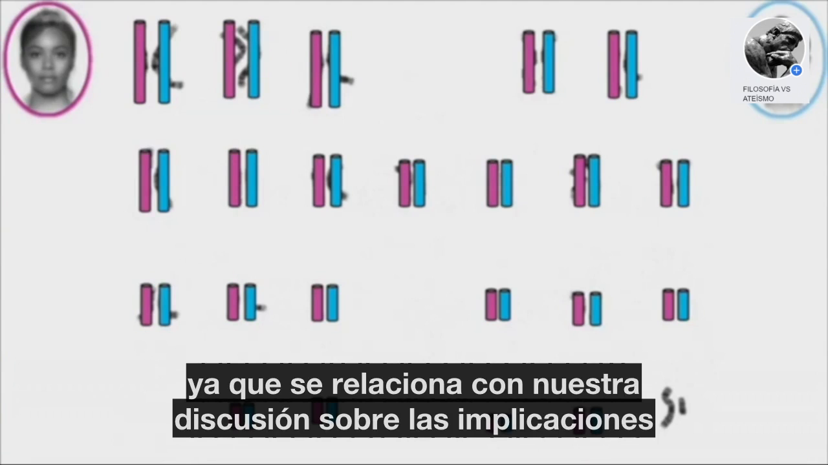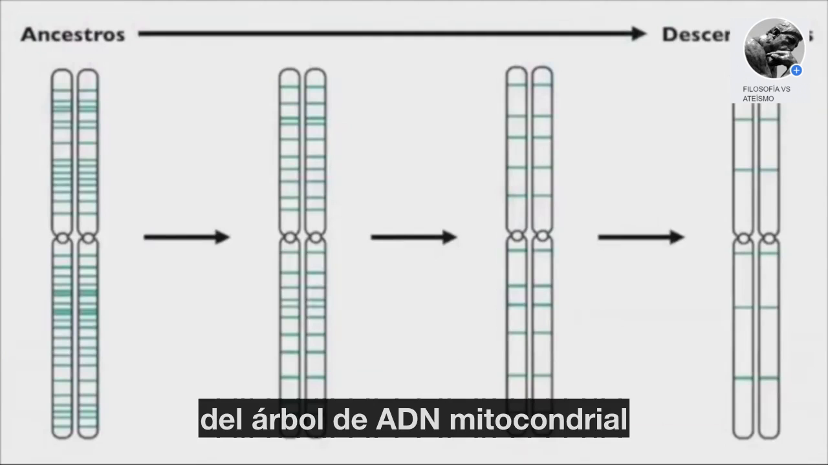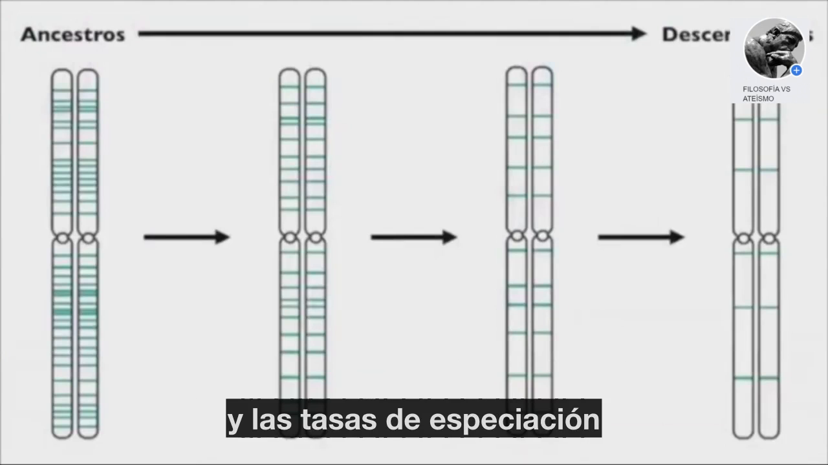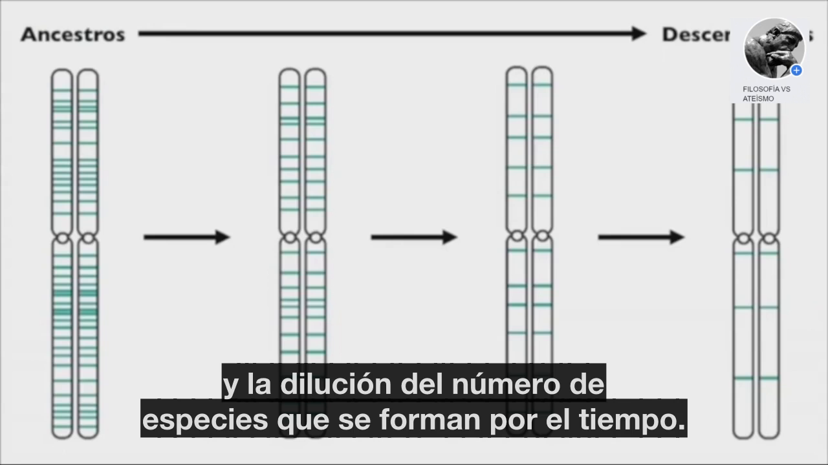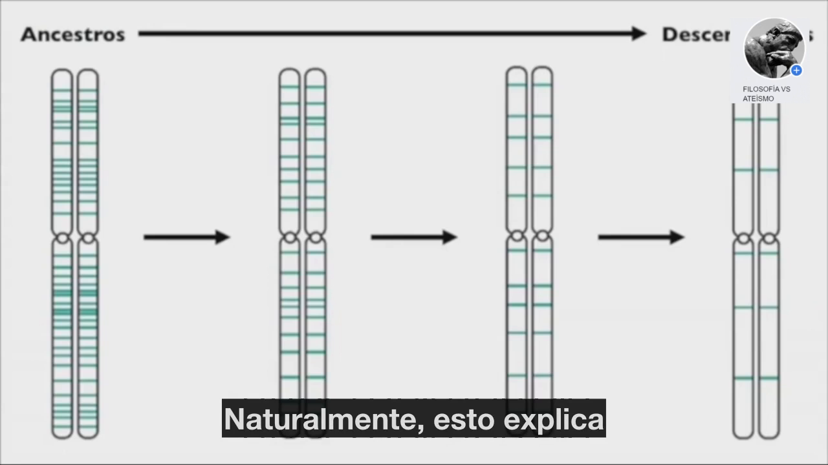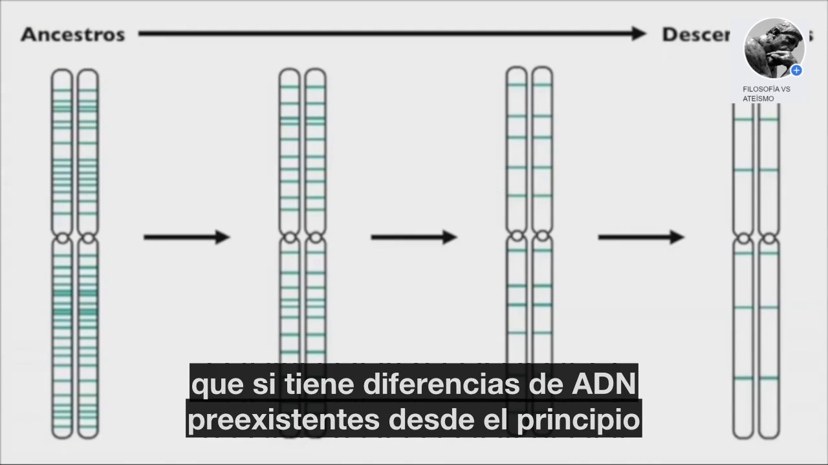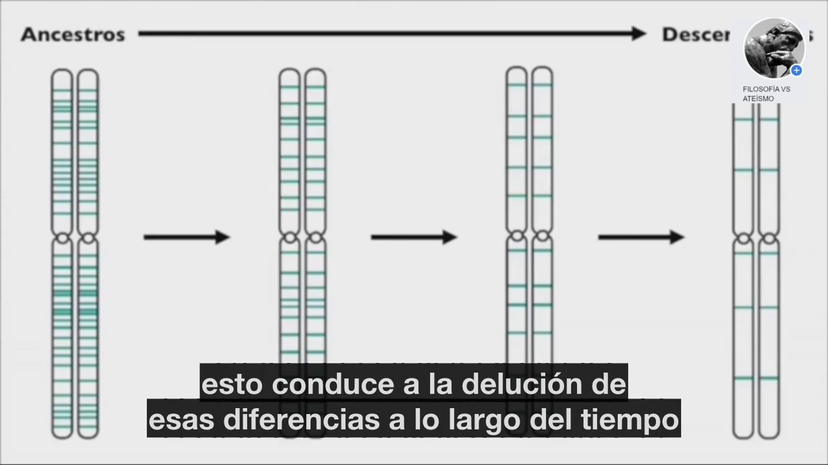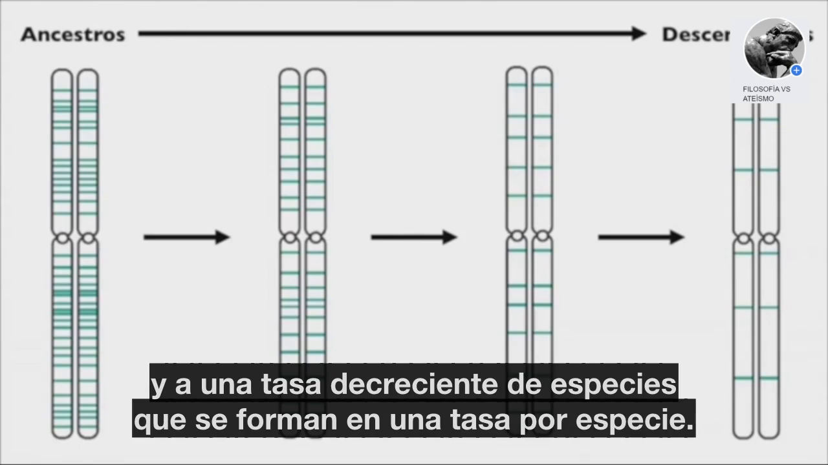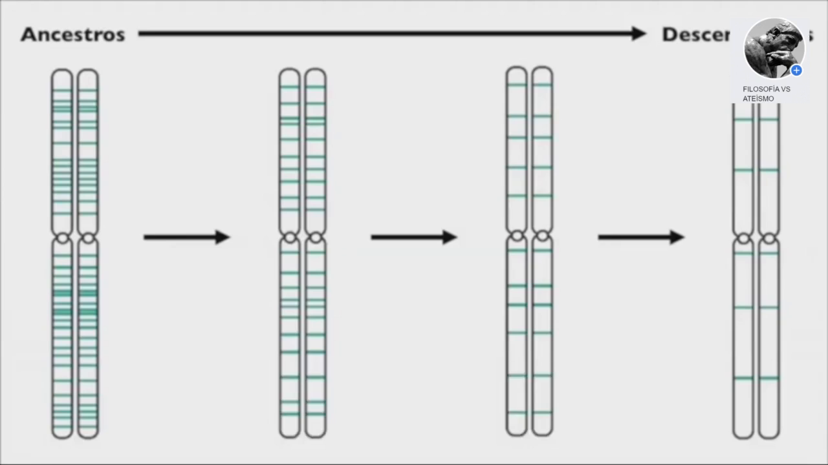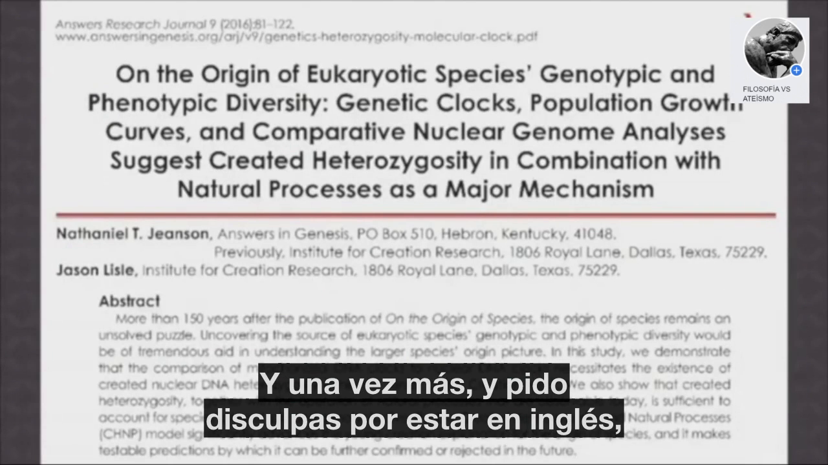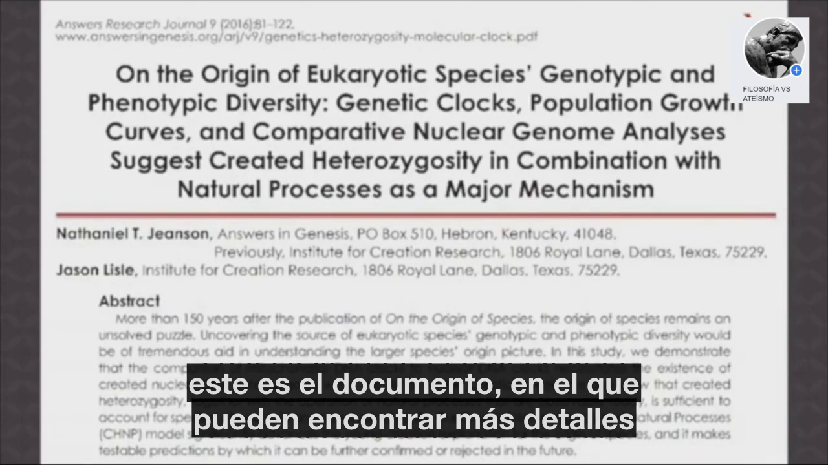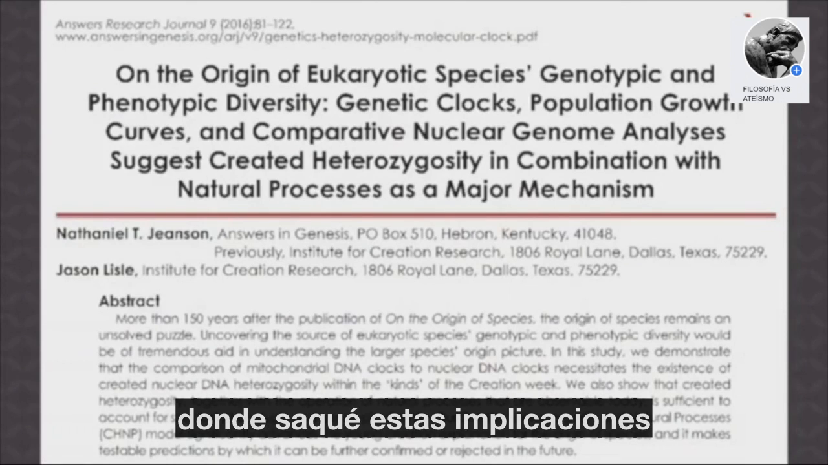As it relates to our discussion about the implications of the mitochondrial DNA tree and the rates of speciation and the dilution of the number of species forming per time, this naturally explains that. If you have pre-existing DNA differences from the start, using basic, straightforward textbook population genetic principles, this leads to the dilution of those differences over time and to a decreasing rate of species forming on a per species rate. And once again, and I apologize in English, this is the paper in which you can find more detail where I drew these implications out.